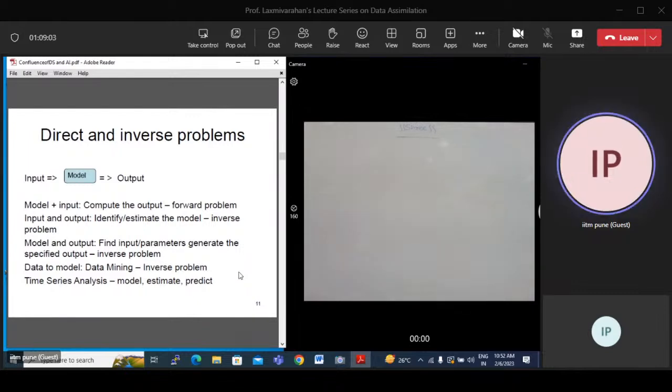I hope you're all with me now. I have input and output, identify the model. What is that? That's a regression problem. For example, everybody must have done this exercise in the first course in physics. How do you determine the acceleration due to gravity?